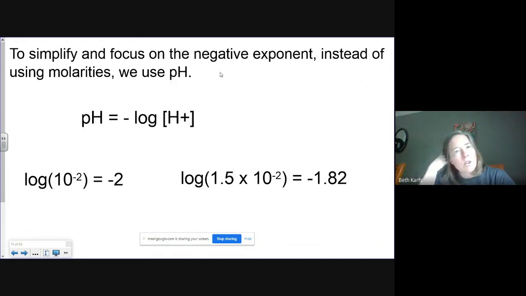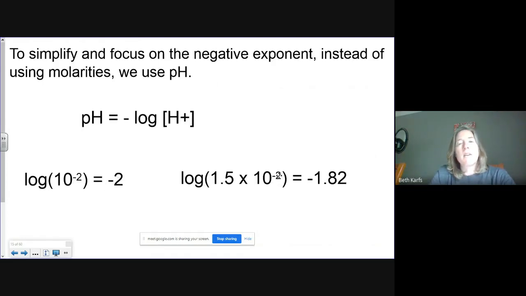So when we use the math function of a log, it focuses on the power of 10. I don't know how many of you have done logs in math class yet, but this is a log base 10. And so when you take the log of a number, it's going to essentially give you a value that focuses on the exponent, that focuses on how big it is. So for example, if we took the log of 10 to the negative 2, the log of 10 to the negative 2 is just negative 2. It's really just going to give you that power.